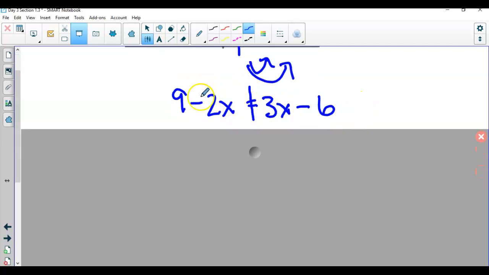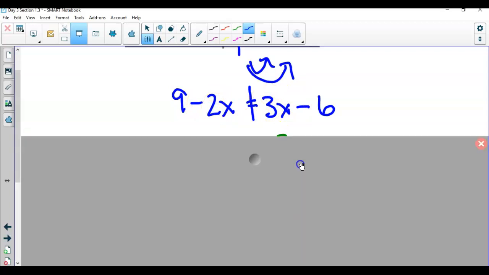Now what I want to do is I want to get these variables together, this negative 2x and the 3x. So I need to combine them together. But because they're on opposite sides here, I need to combine them by doing opposite operations. So I have to pick which one I want to bring over to which side. And I'm going to choose to bring this negative 2x over to the right side because then I'll have a positive number that I'm dealing with. Okay, it doesn't matter. You could bring this 3x to the left side as well, but then you're going to have a negative number over here.